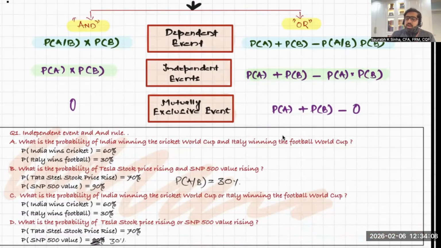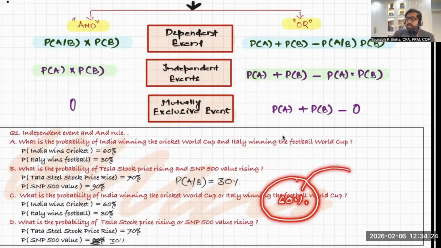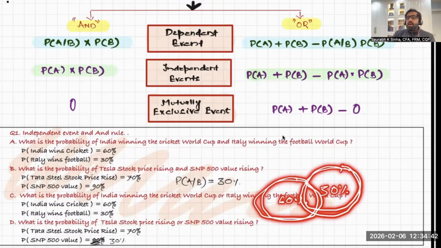Okay. Now the question is why we are subtracting something in OR rule. The reason is, let's see with this example, question number 3. When I say probability of India winning the World Cup, that is 60%, I'm aware of it. But when I say the probability of Italy winning the World Cup, that is 30%. If I do 60 plus 30%, because we are interested in probability of A or B. So 60% plus 30%.